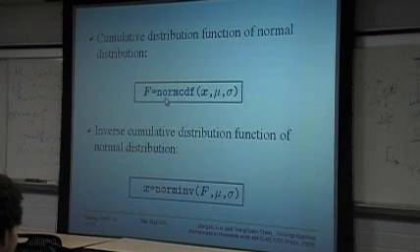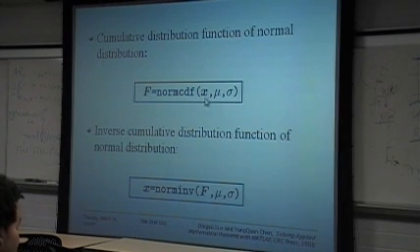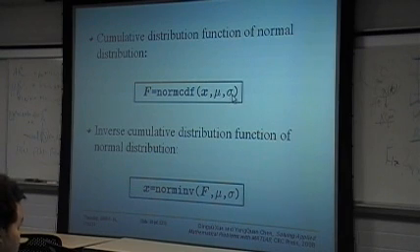And this function can be used to draw the cumulative distribution function for normal distribution. And if you know mu and the sigma, the mean and the variance, then you can draw the curve of x, of f.